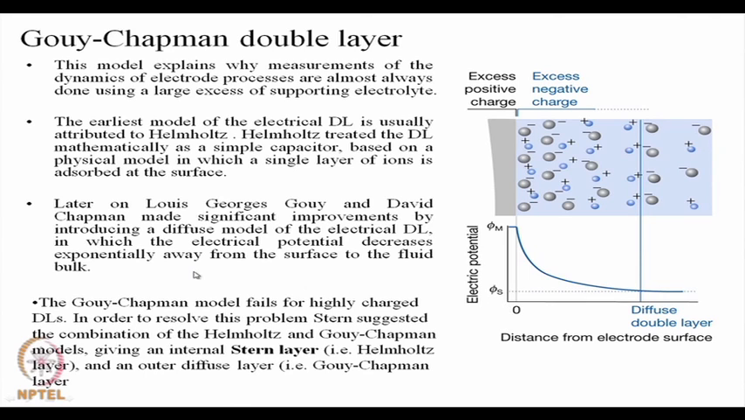Gouy-Chapman double layer model, there is another model. This model explains why measurements of the dynamics of electrode processes are almost always done using a large excess of supporting electrolyte. Whenever you measure something, I mean dynamics of electrode processes, that is done in almost all the cases in the presence of excess of supporting electrolyte.